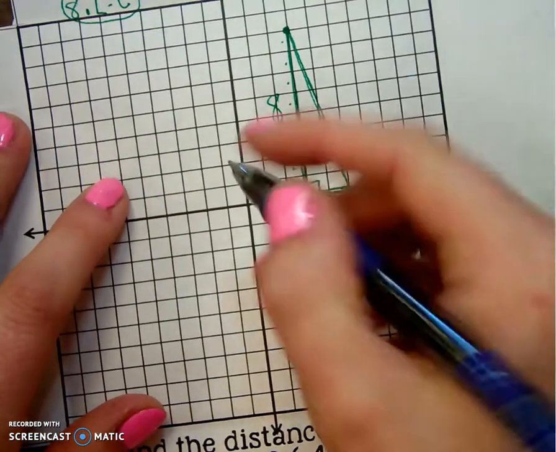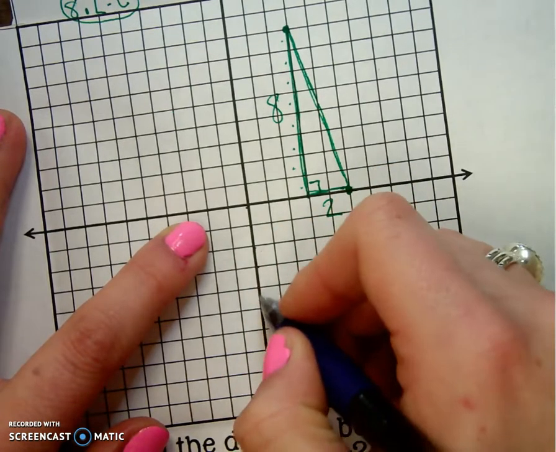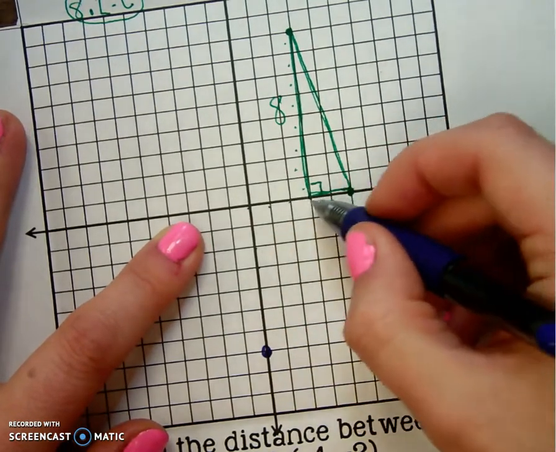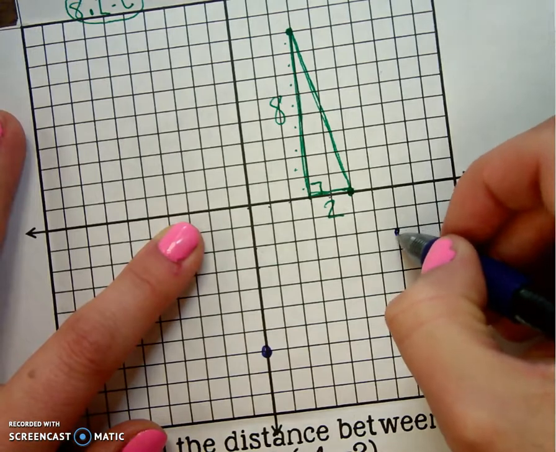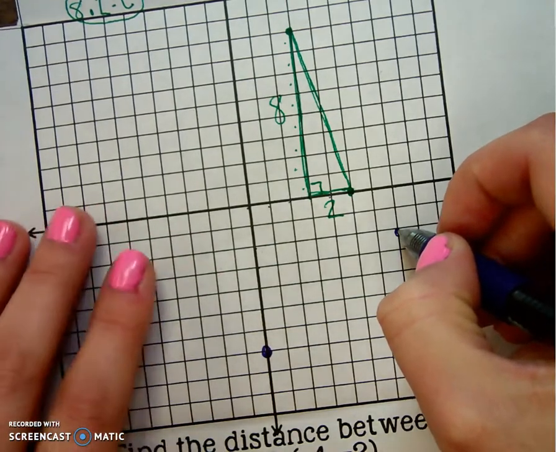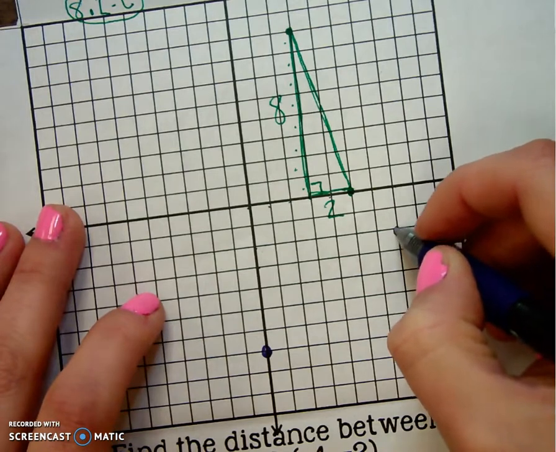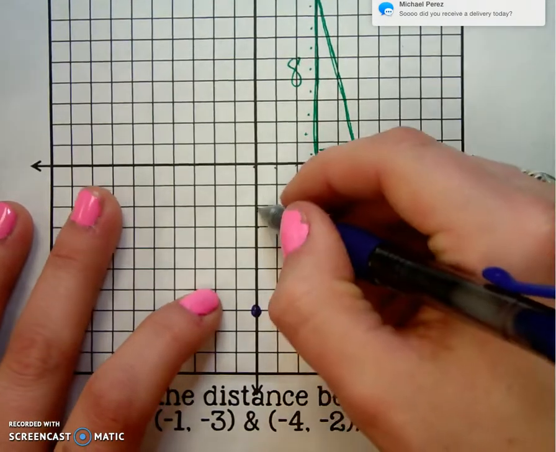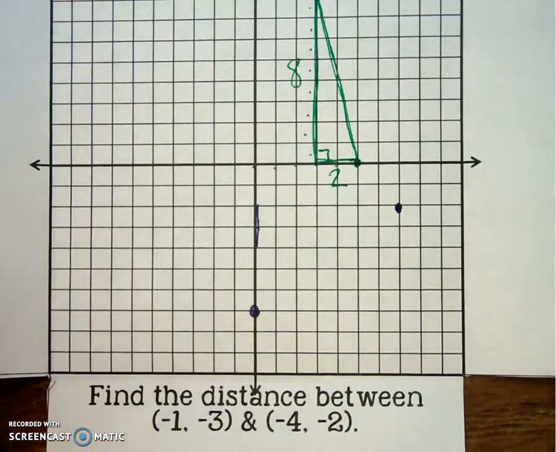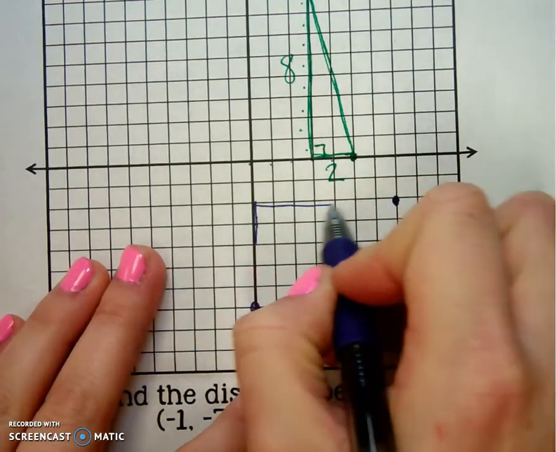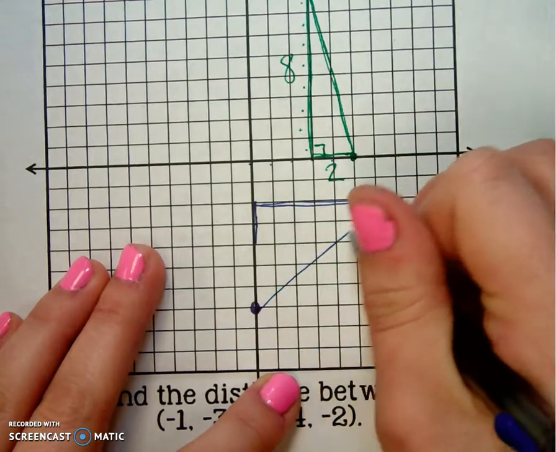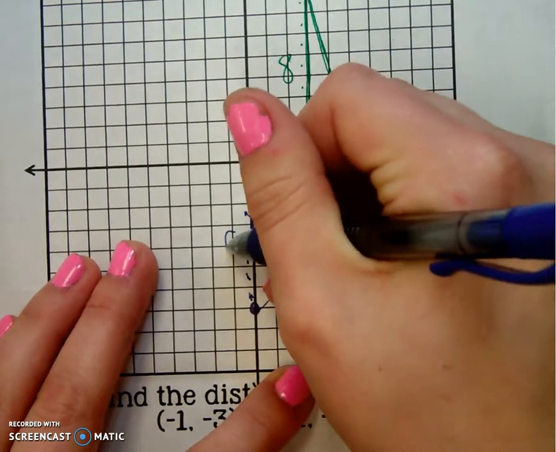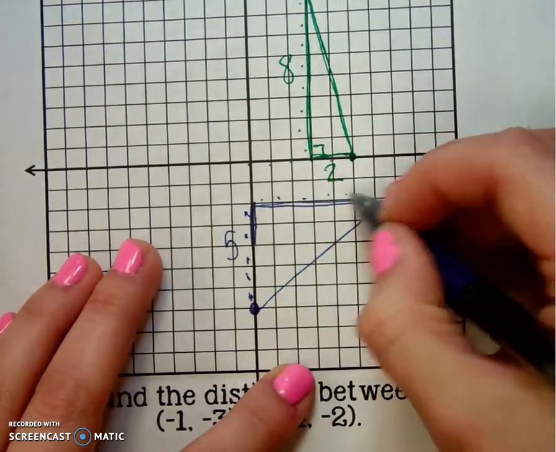Let's go ahead and plot them. (0, -7), there's one of my points. And then (7, -2). Finding the distance between these points, I'm going to make a right triangle. And then find your legs. I have 5, and 7.